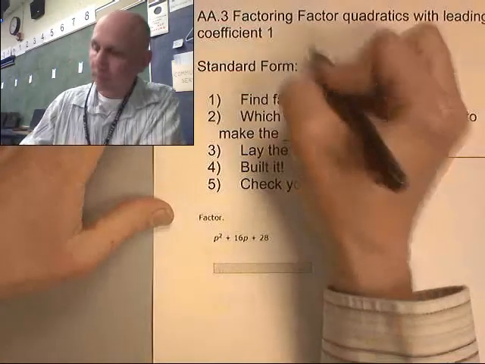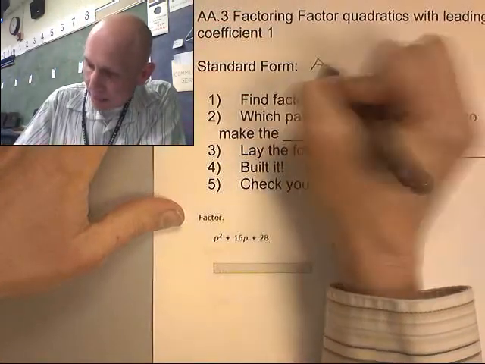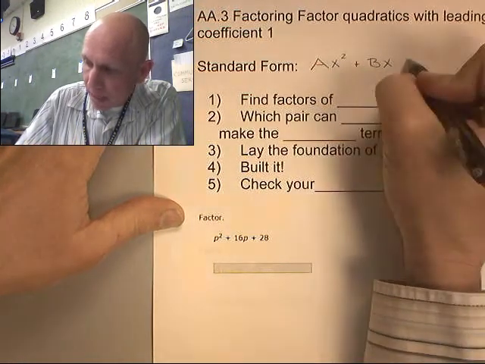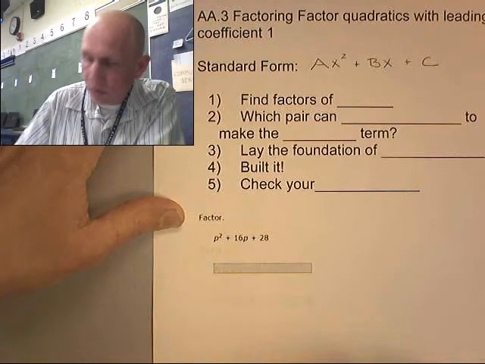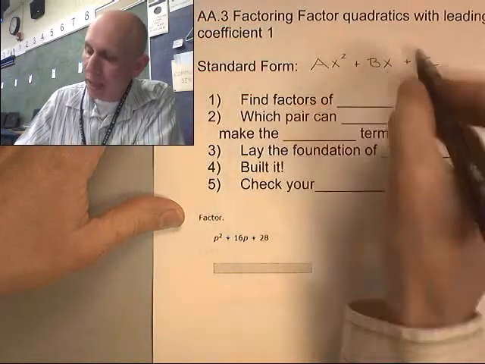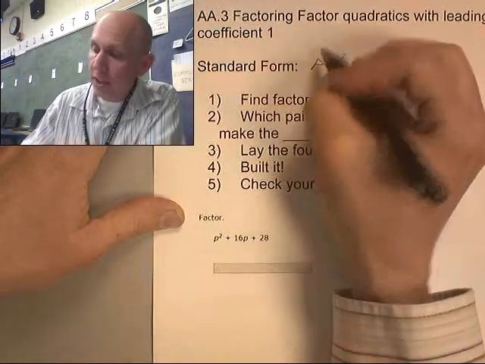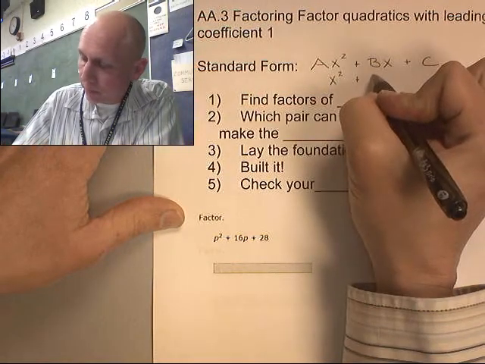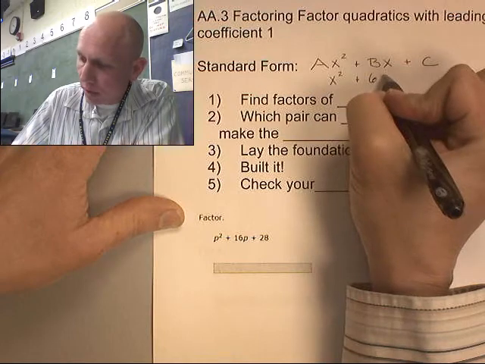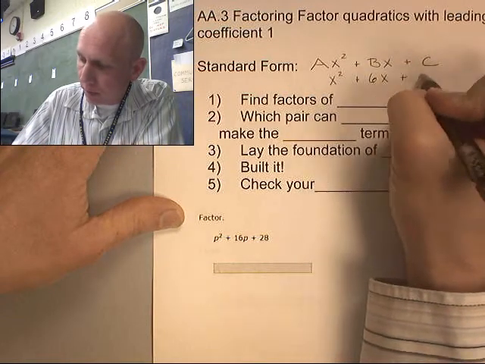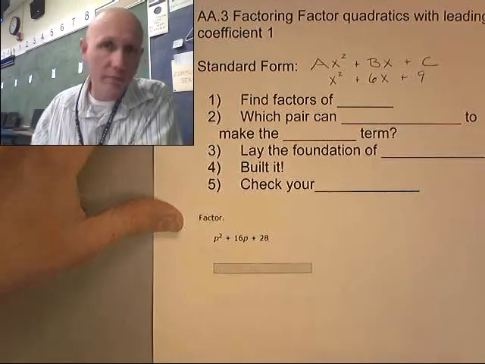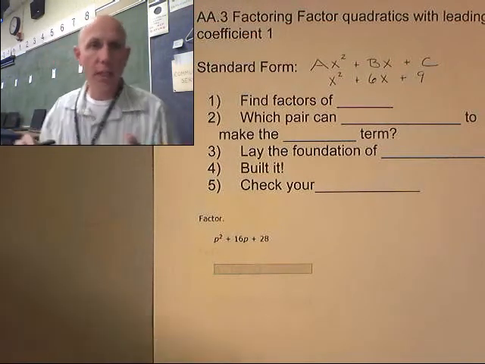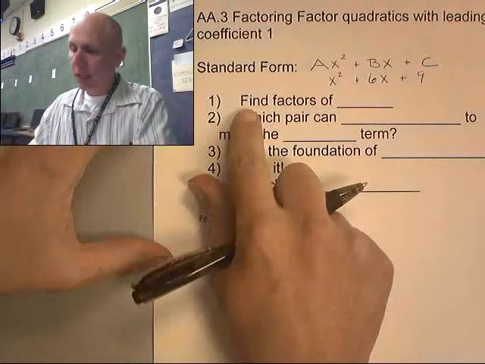Standard form looks like this: AX squared plus BX plus C. An example would be, well, for this, A is going to be 1. We're going to have something like x squared plus 6x plus 9. We're going to factor this. We're going to turn this into 2 parentheses.